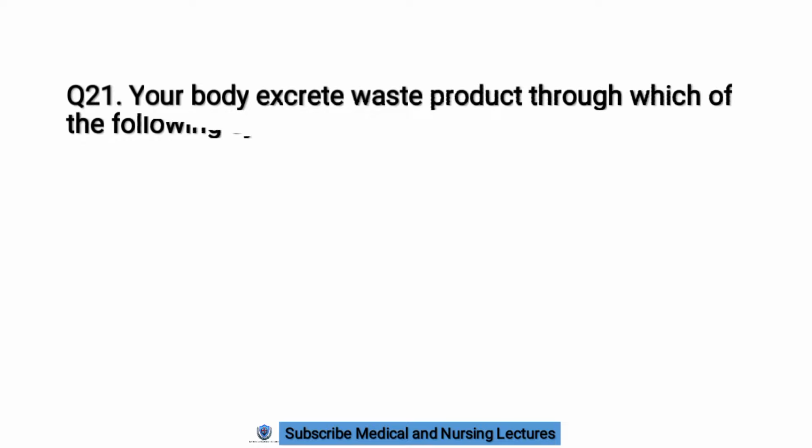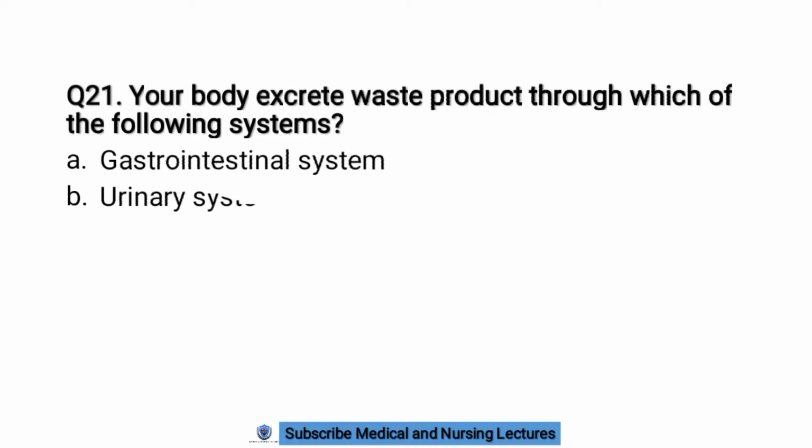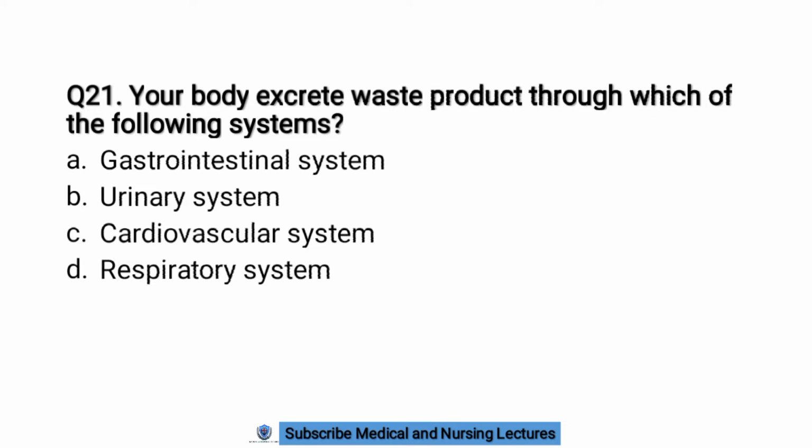Question number 21. Your body excretes waste products through which of the following systems? Gastrointestinal system, urinary system, cardiovascular system, respiratory system, both A and B. As we know, the gastrointestinal system and the urinary system are both responsible for the excretion of waste products. So here option E is the correct one.